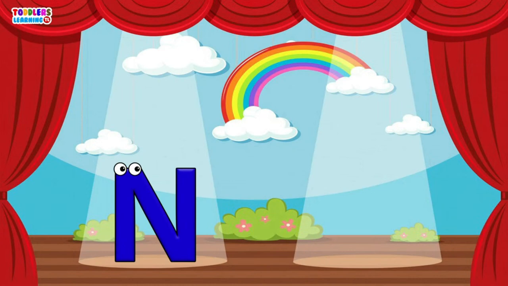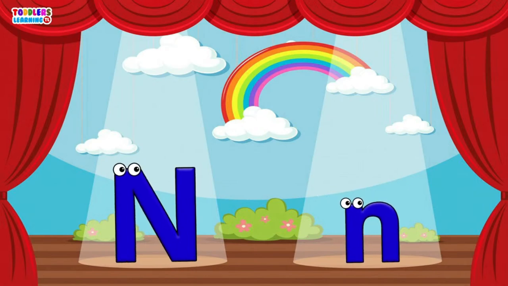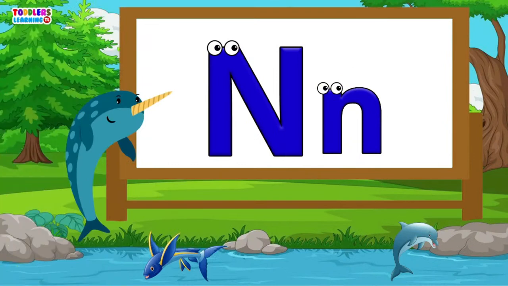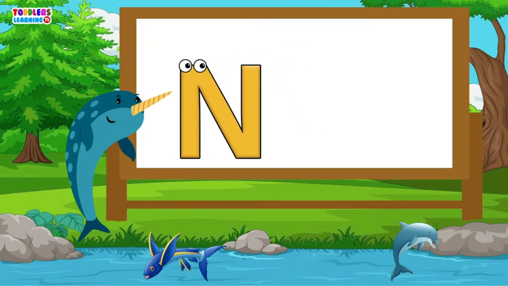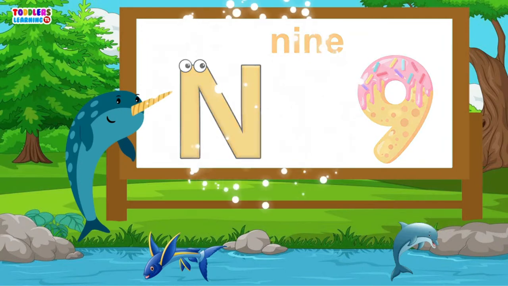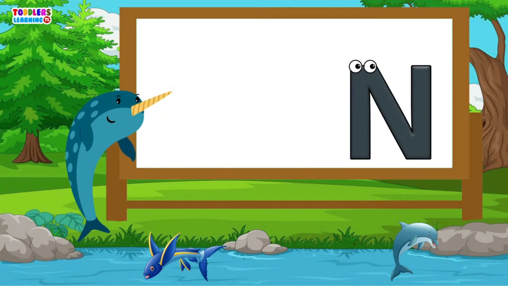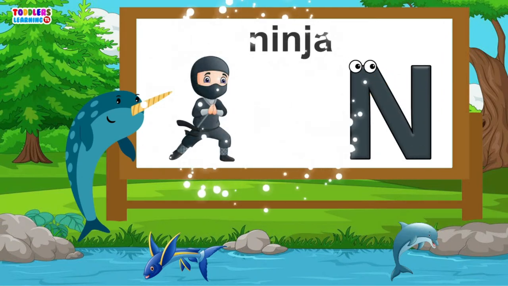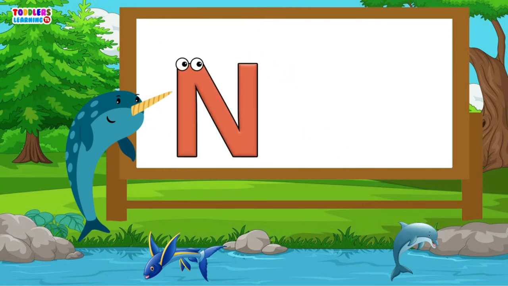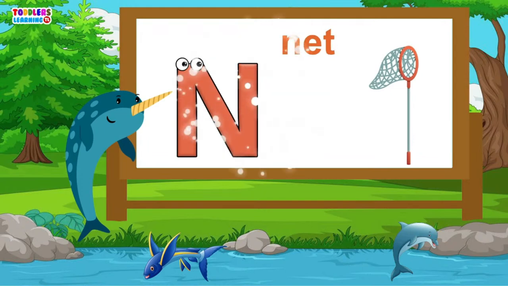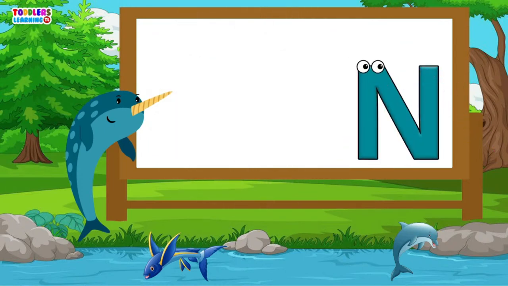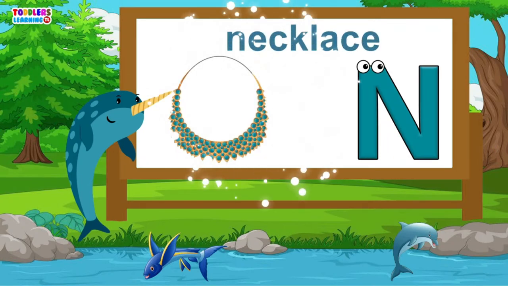This one is uppercase M. This one is lowercase N. Today we will learn different words that start with letter N. N. The sound of N is N. N for nine. N for ninja. N for net. N for necklace.